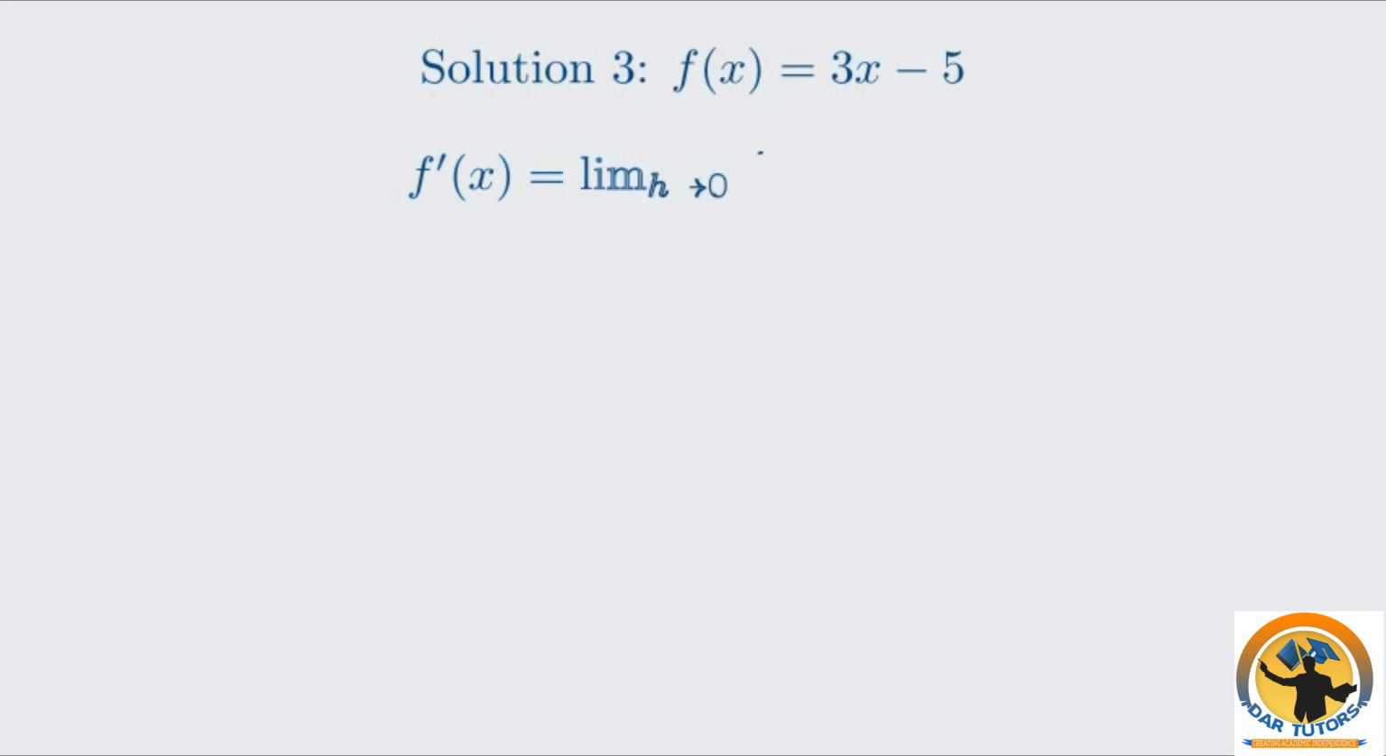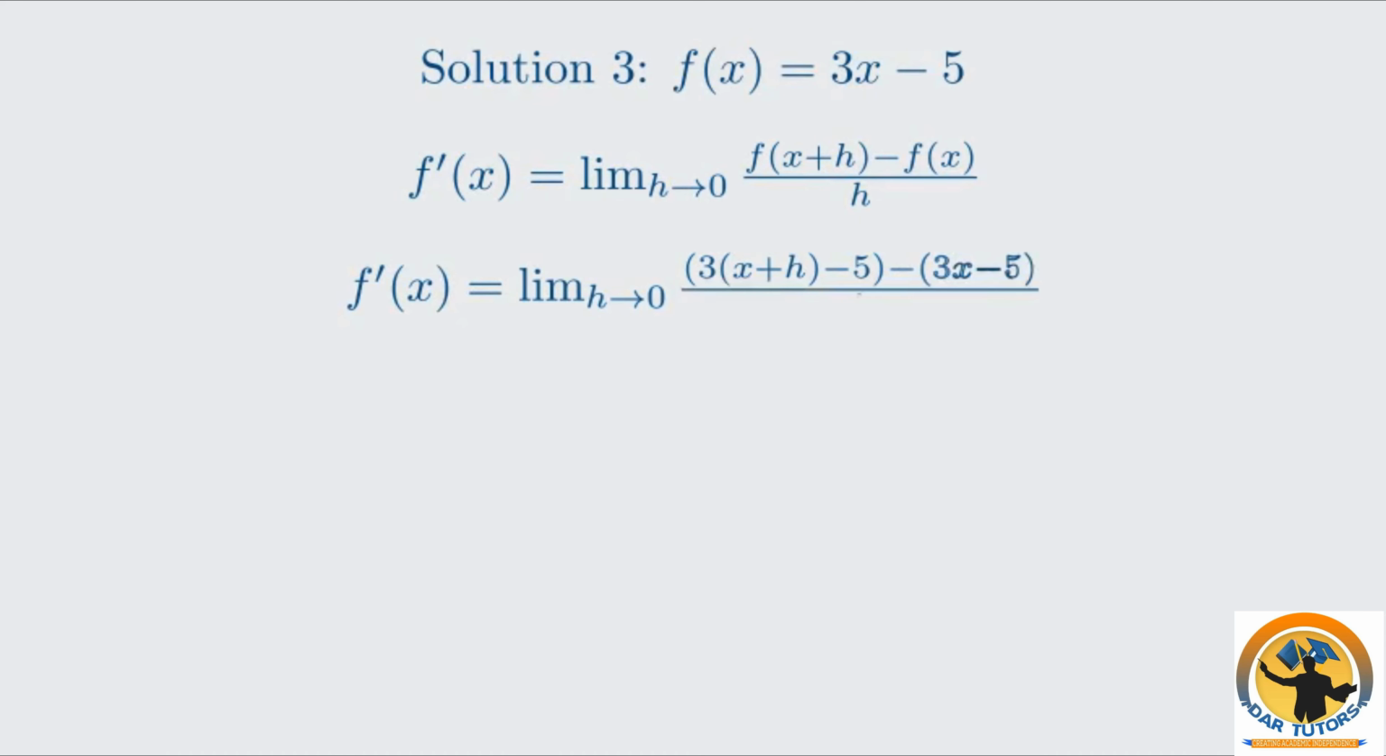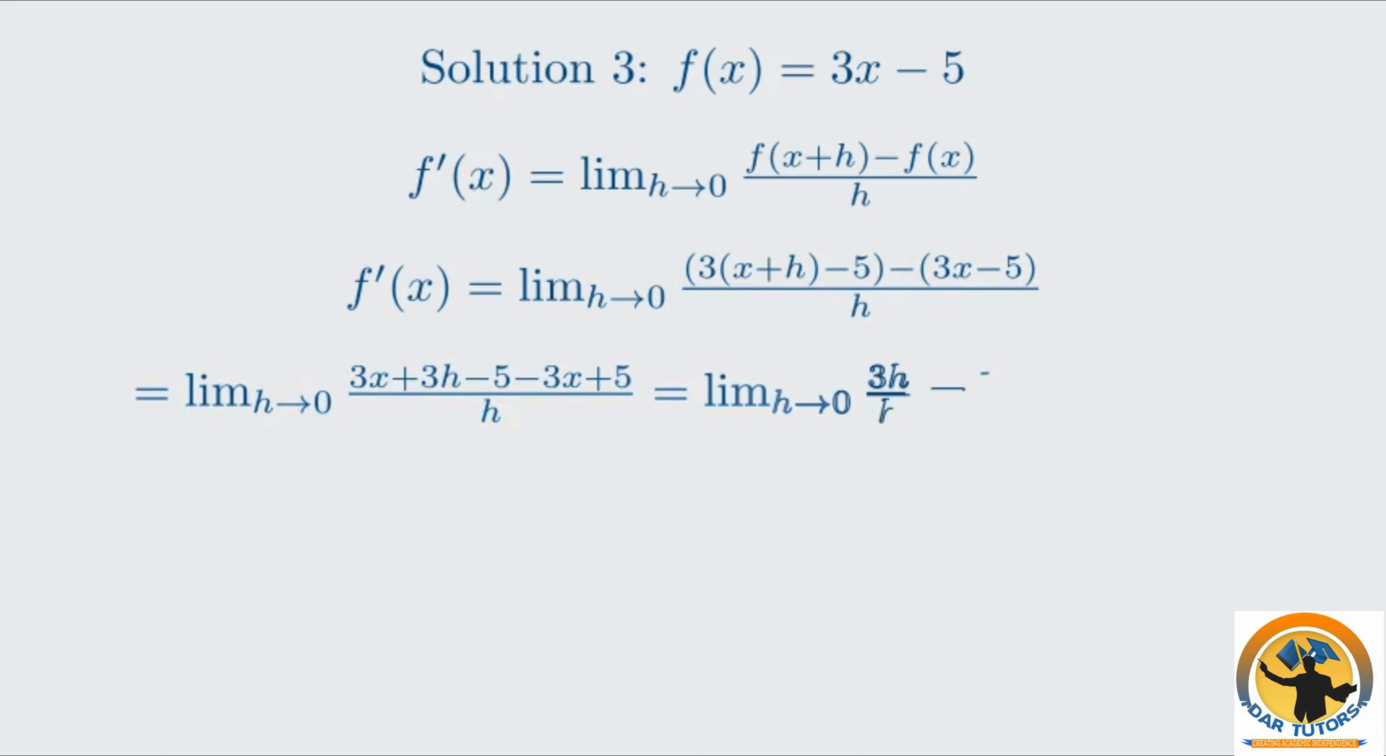For question 3, we use the limit definition for f of x equals 3x minus 5. F prime of x is the limit as h approaches 0 of 3 times x plus h, minus 5, minus 3x minus 5, all divided by h. Expanding the numerator gives 3x plus 3h minus 5 minus 3x plus 5. The 3x and 5 terms cancel, leaving 3h. The h's cancel, and the limit is 3. The derivative is 3.